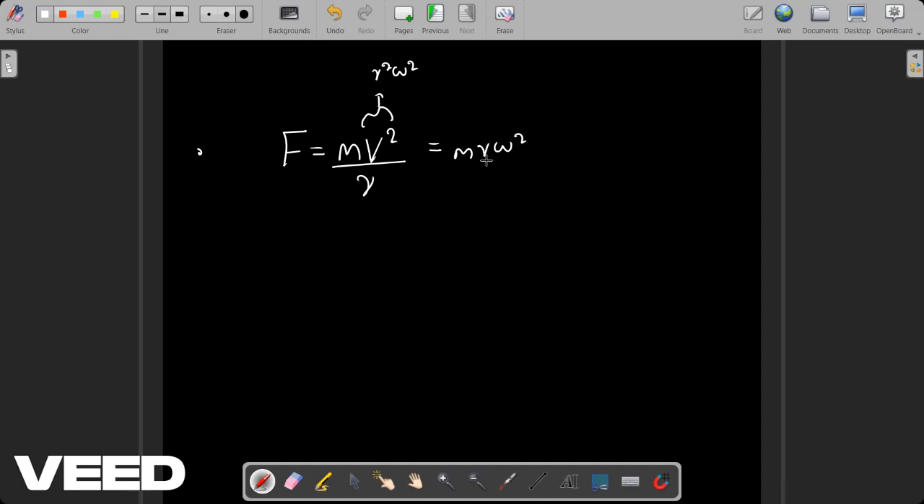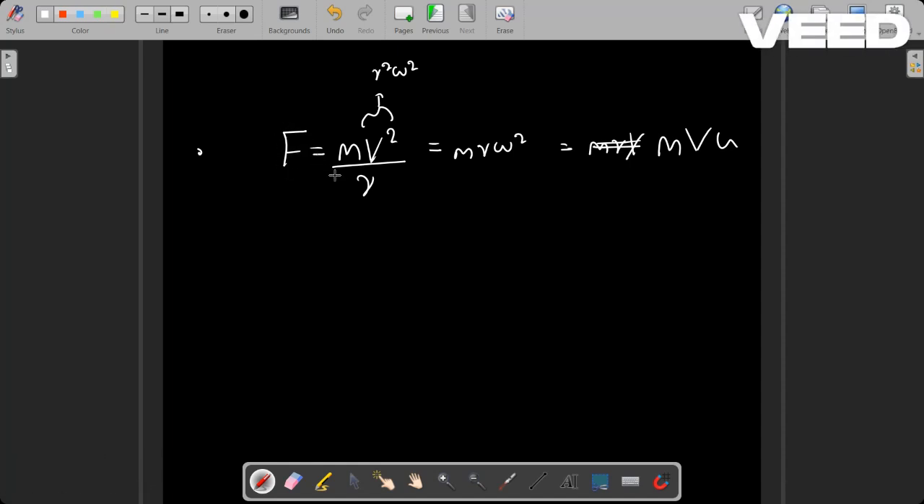So again we can write r omega separately. m r omega, sorry, m, v times omega. R omega can be written as v. So the force can be represented in any of these three formulas, right?